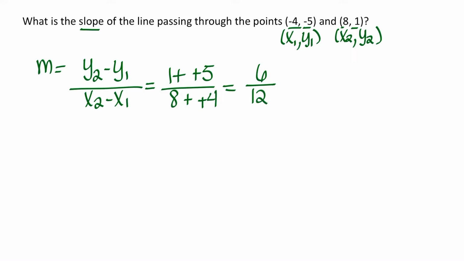So I have 6 over 12. Let's reduce this fraction. 6 goes into 6, leaving me with 1, and 6 goes into 12, leaving me with 2. So this becomes 1/2, which is my value of slope.